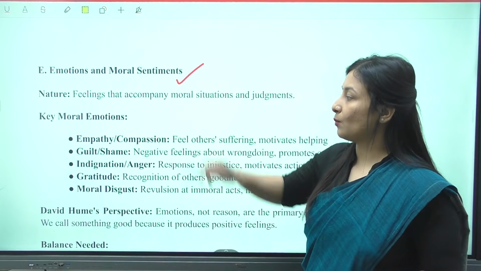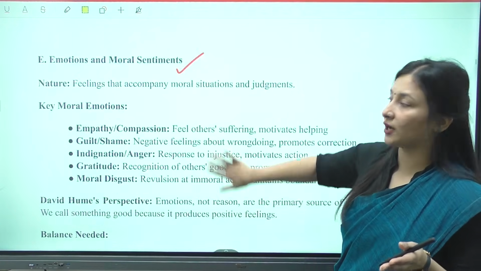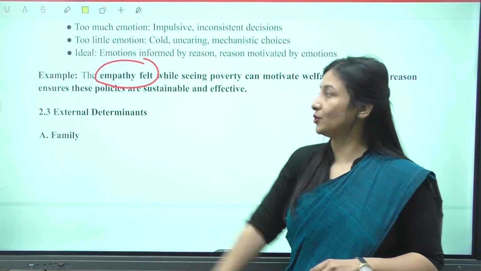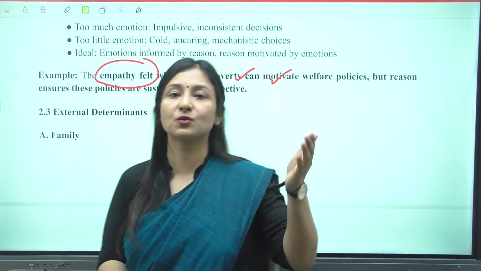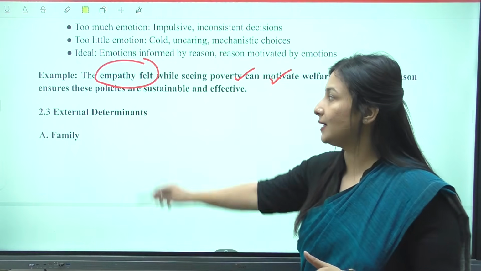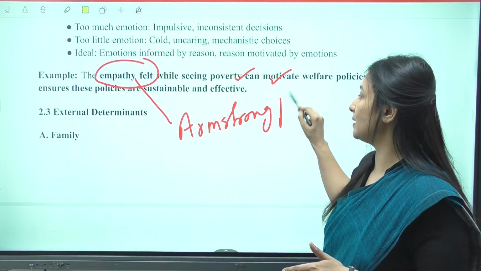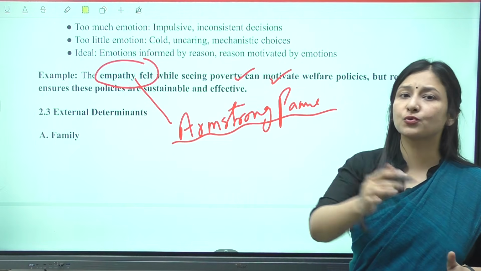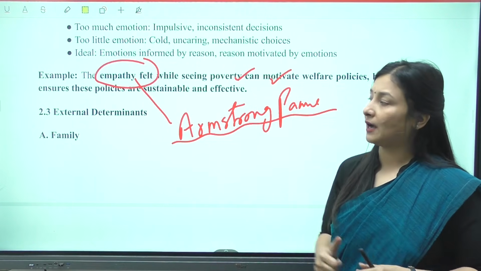Apart from this, there are emotional and moral sentiments also, which are again your internal determinants in ethical decision making, right? If somebody has a very empathetic attitude while seeing poverty, it can motivate him. The example we take over here is Armstrong Pame. He is an IAS officer in the Manipur cadre, and because of his empathetic attitude, he made a 100-kilometer road connecting the tribals to the mainland. It was his empathy. He understood the situation of the people, and he did those things.